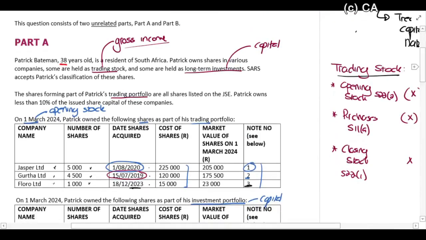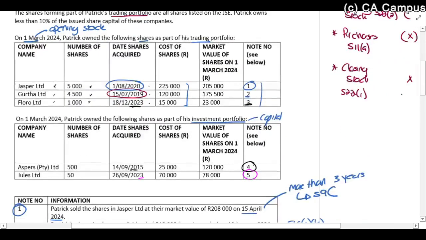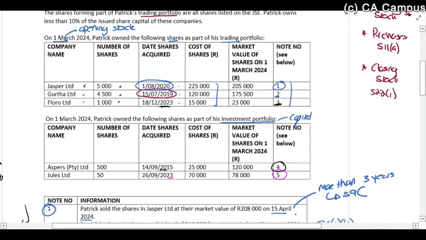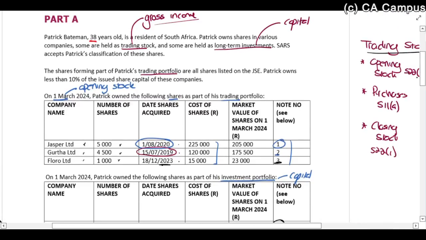He's this person who has a variety of shares. Some of them are held in his trading portfolios or trading stock, and some of them are held as capital investments. And let's go through it. So I'm not going to write out every single thing. You do have a detailed solution which I did there, so please do go through it. But let's start. So you'll start from the top.